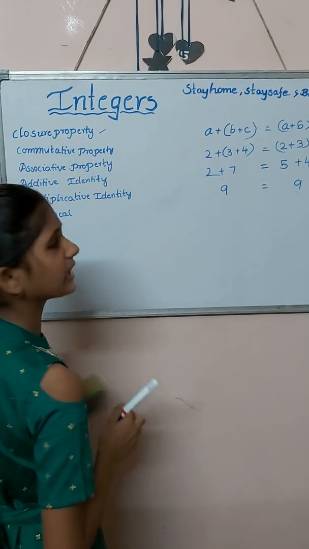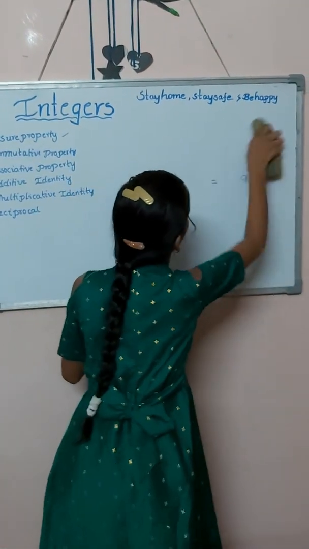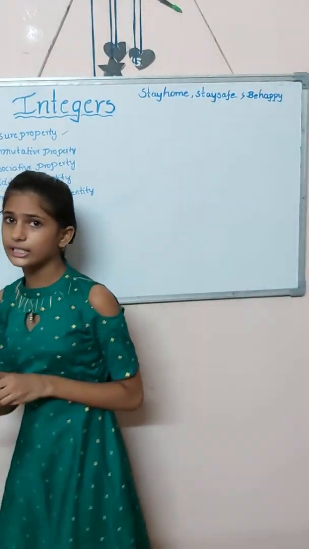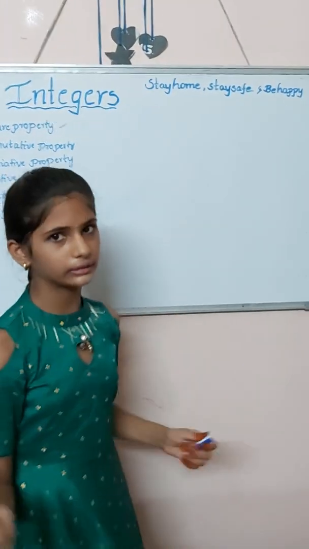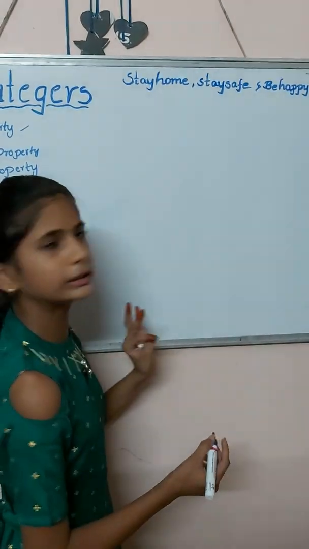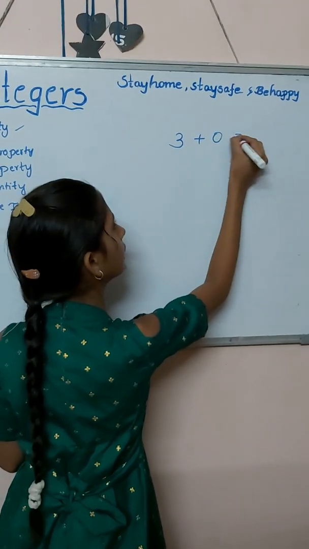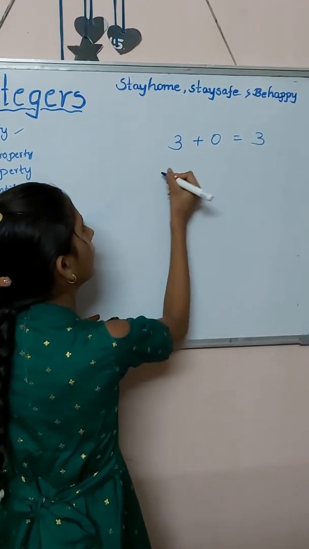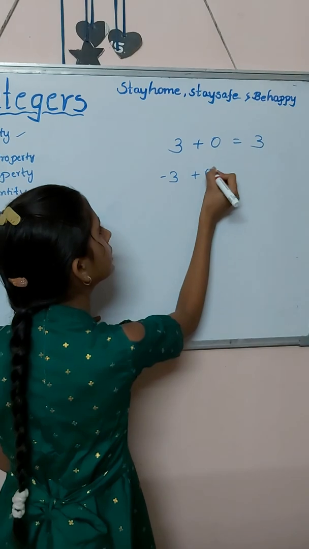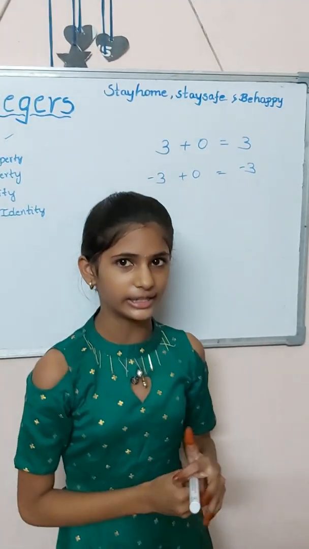Next property is additive identity. When we add 0 with any number, we get the number itself as the answer. This is nothing but additive identity. So I am taking 3 plus 0, which is nothing but 3, and minus 3 plus 0 is equal to minus 3. This is nothing but additive identity.